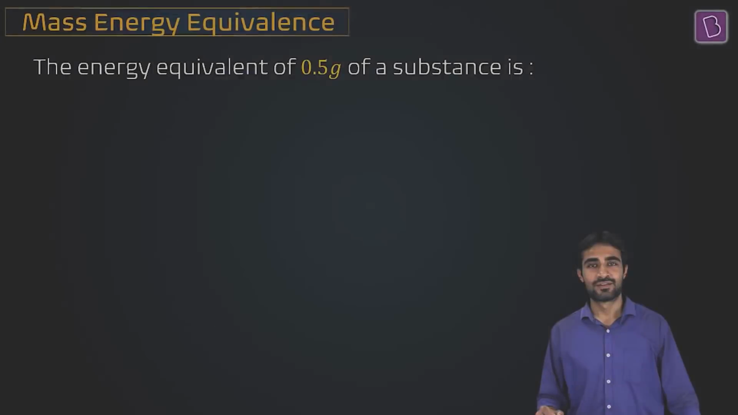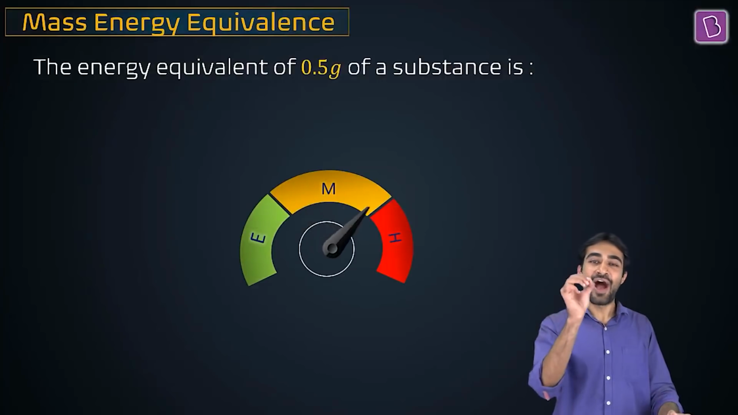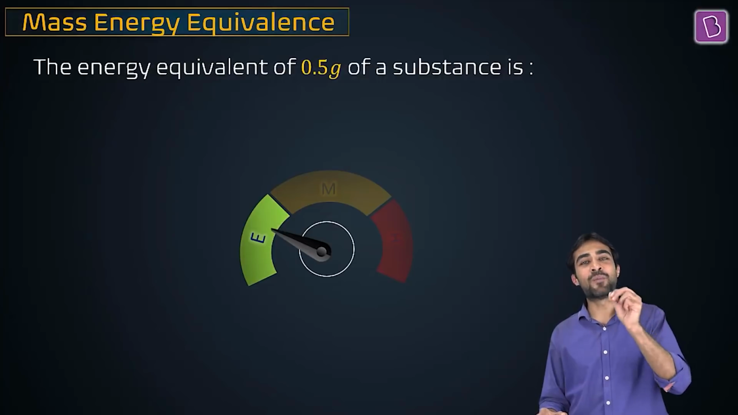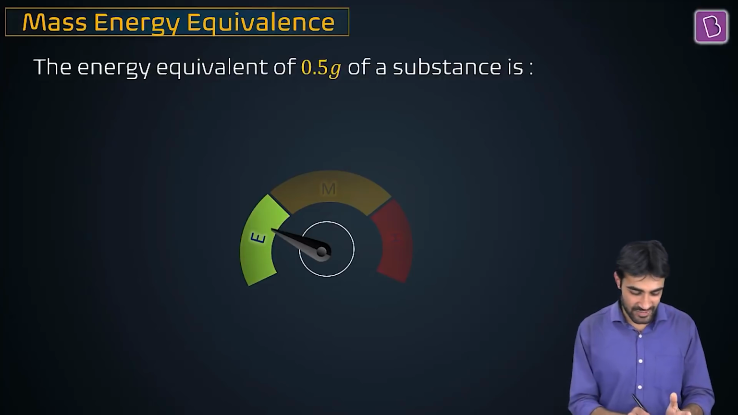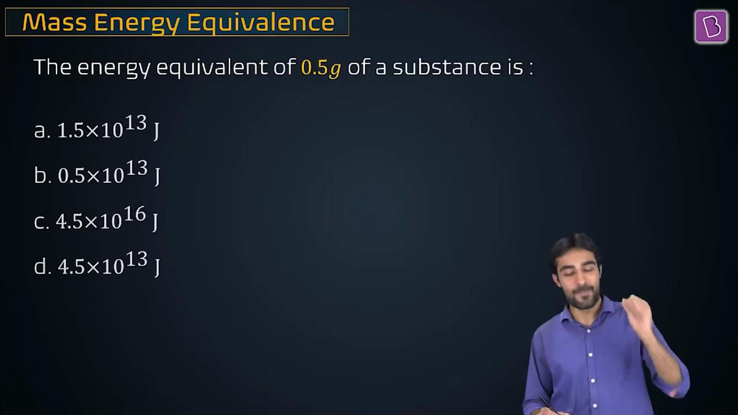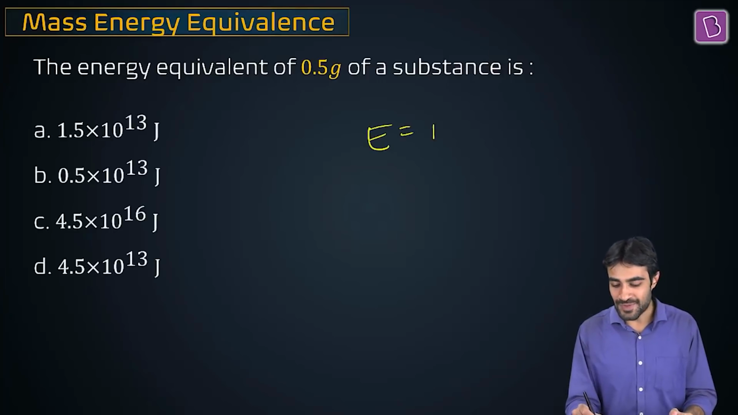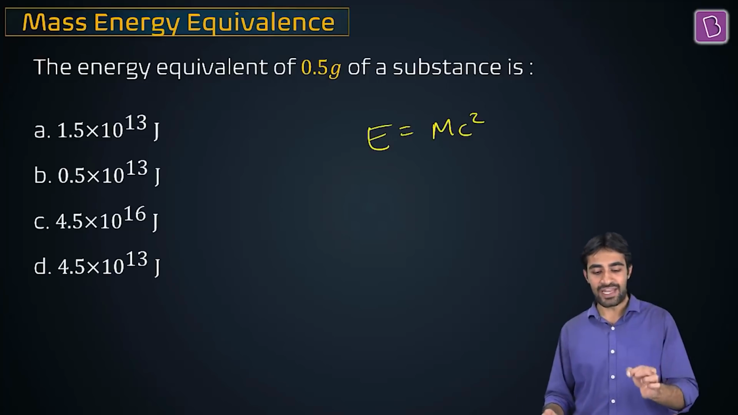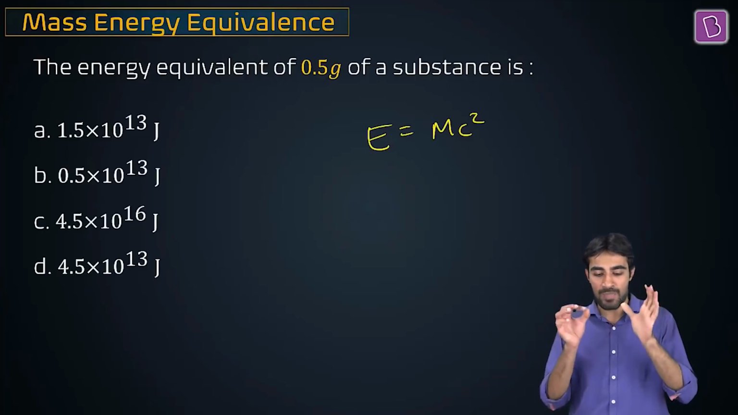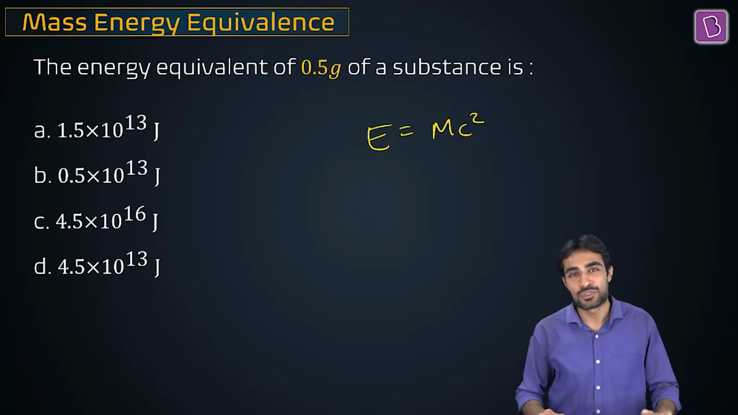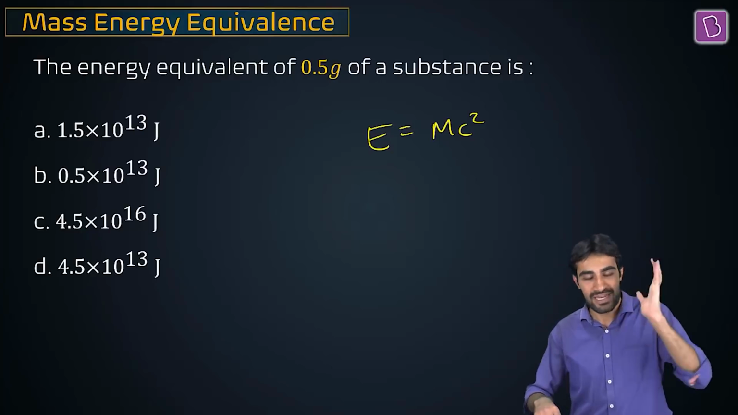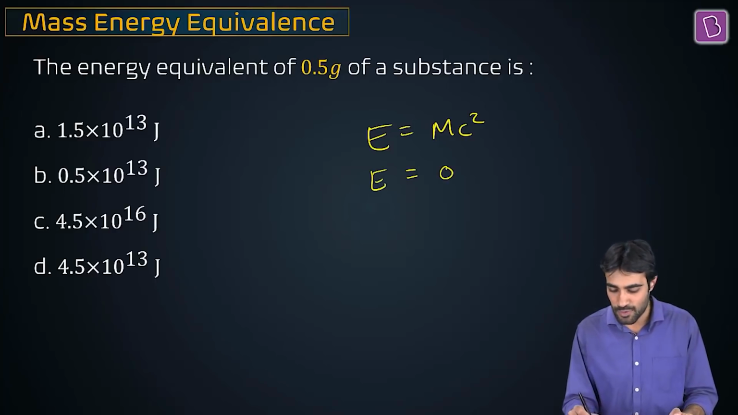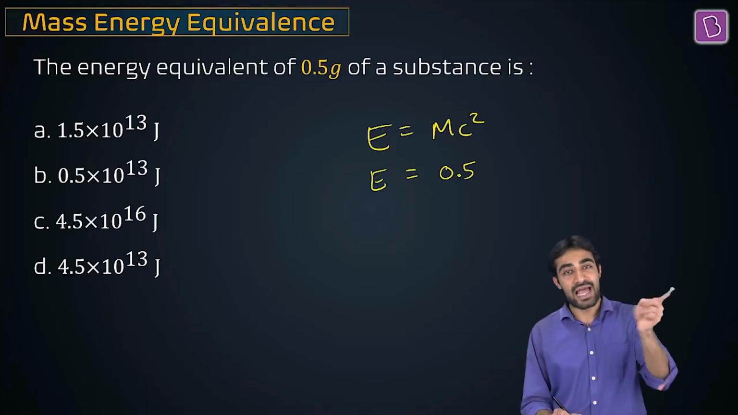Let's have a look at another easy question. This question is based on energy mass equivalence. That is, this question is based on our famous formula E equals mc square. The question says the energy equivalent of 0.5 gram of a substance is. So we know the mass, we have to tell the energy equivalent. Very simple. Let's put the mass into this equation, which is 0.5 gram. Now let's convert that into kg.